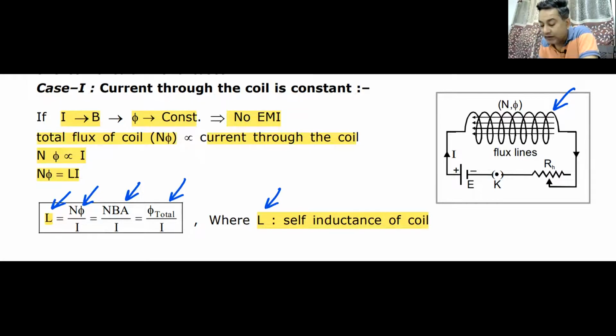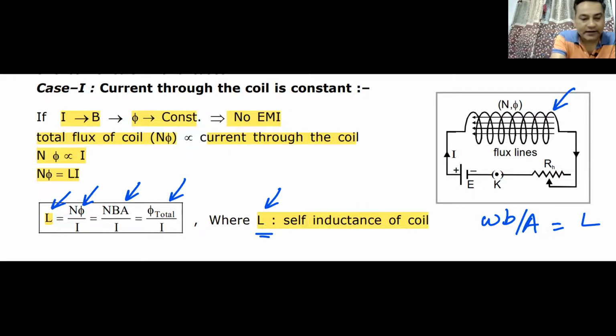From here, we can also find its unit. The SI unit of flux is Weber. The SI unit of current is ampere. So I can say the SI unit of inductance will be Weber per ampere. Do we understand this? I'll give you a minute to note it down. This is one way of measuring the self-inductance of the coil. Find out the total flux divided by I. That is your self-inductance. A minute to write it down.